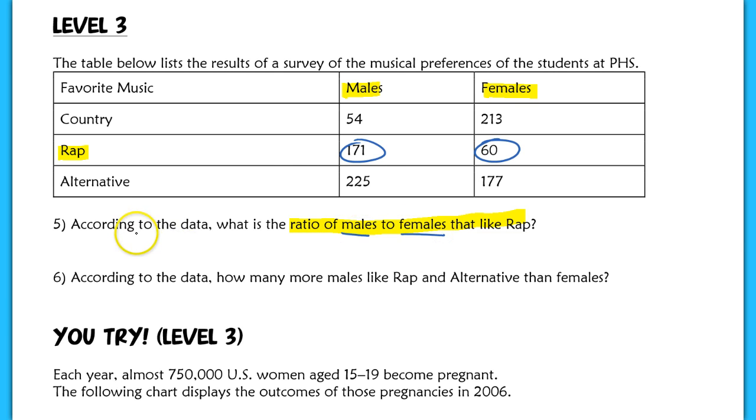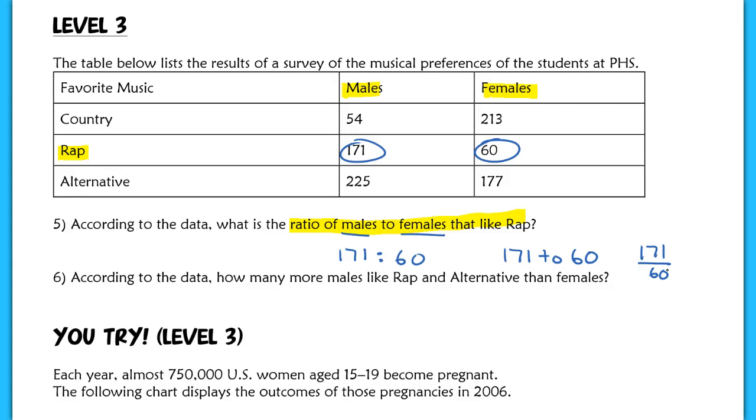A ratio is just going to be written as the number 171. That's males, the number of males, to, and you can use the word to or you can use the colon here and the number 60 for females. So it's up to you how you want to write it. You can write 171 to 60, 171 with a colon and then 60, or 171 over 60 is also a ratio.